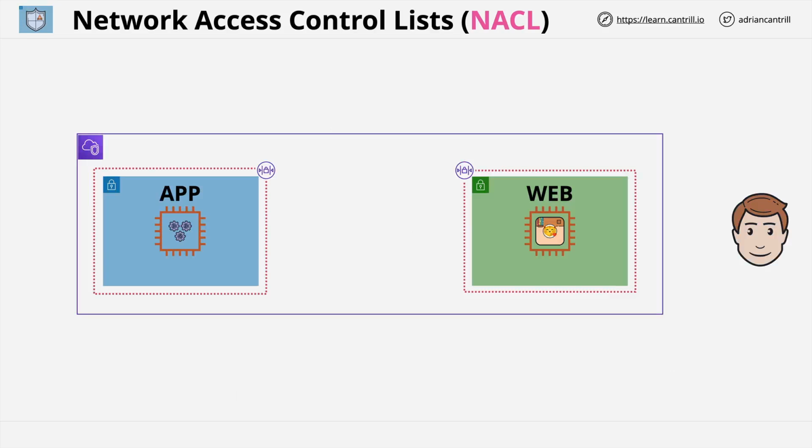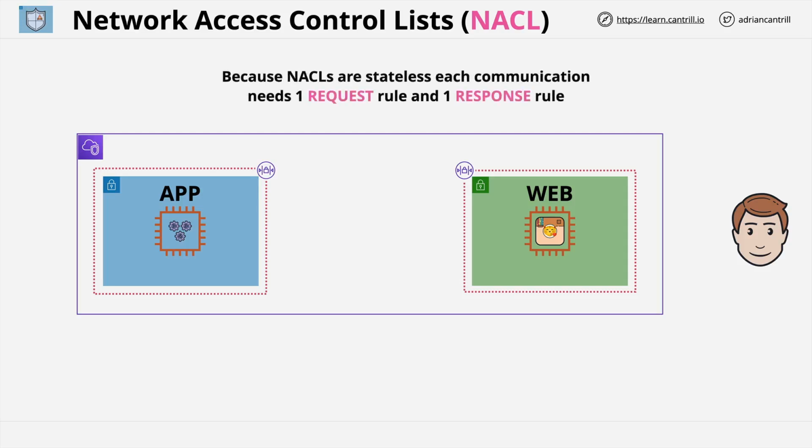So we have the same architecture. We have Bob on the right, the web subnet in the middle, and the application subnet on the left. You know now that because network ACLs are stateless, each communication requires one request rule and one response rule.